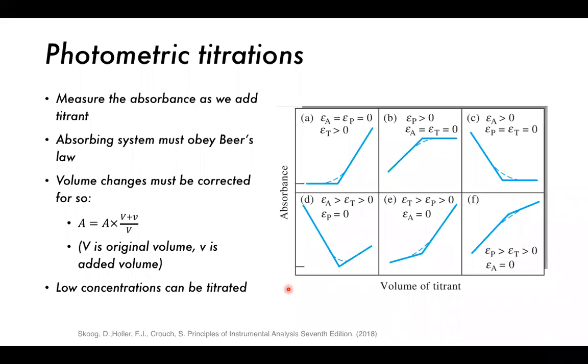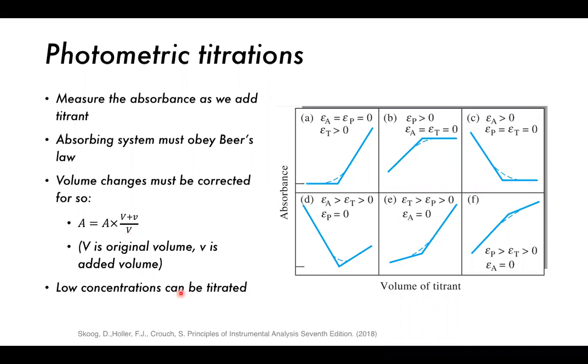Photometric titrations. So we measure the absorbance as we add titrant. Basically, we have our titration happening inside of a spectrometer, and we slowly add certain volumes, and then we can use that to determine the concentration. The absorbing system must obey Beer's law, and so the volume changes must be corrected for. For example, the corrected absorbance is equal to the measured absorbance times the initial volume plus the added volume, all over the initial volume. So this is just our dilution factor effectively: the final volume over the initial volume.